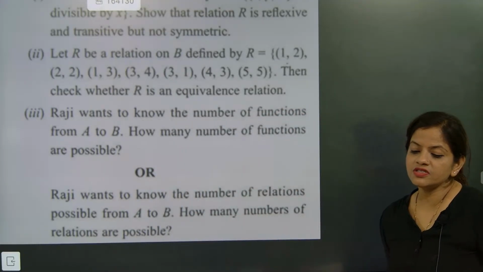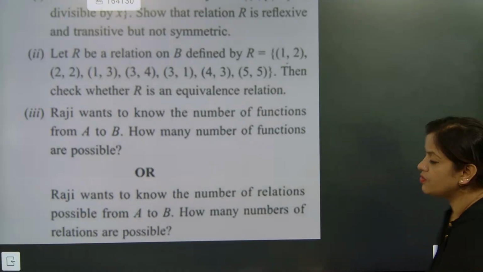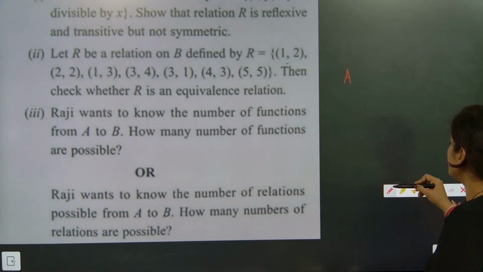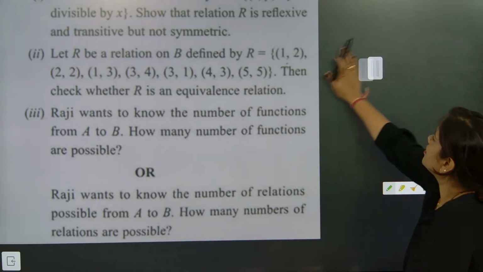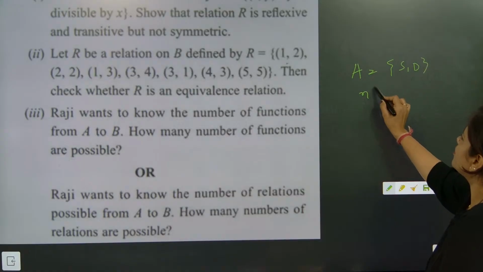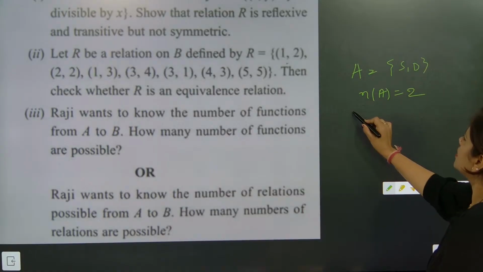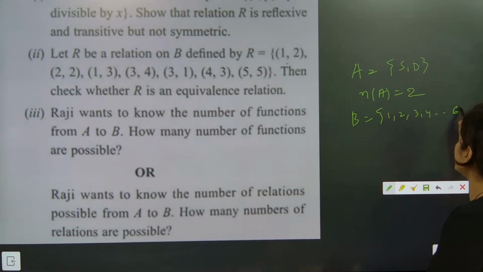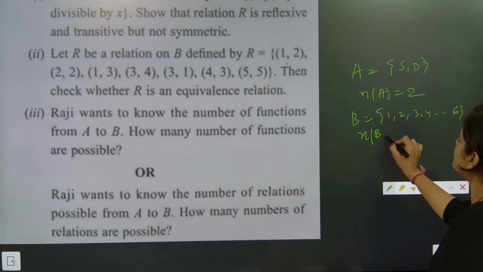What is the number of functions? Last class itself I have said. See, A is having S and D. So A is having two elements. Number of elements in A is 2. B is having 1, 2, 3, 4 till 6 elements. So number of elements in B is 6.